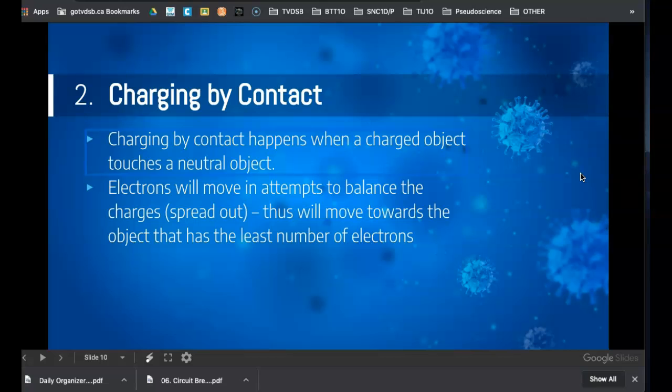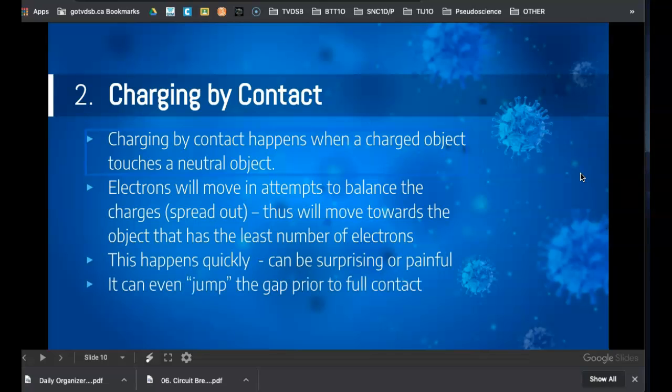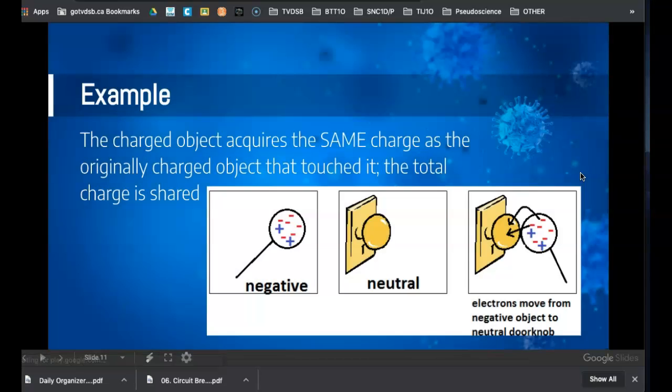Now, what happens when that happens is it can be quick, it can be painful. We've all experienced it before. The example we saw in the first way of charging was rubbing socks against the floor. I'm pretty sure we have all done that before and then walked up and touched somebody and given them the shock. And that was charging by contact. That's a quick jump of those electrons. Now, this is basically an electric shock.